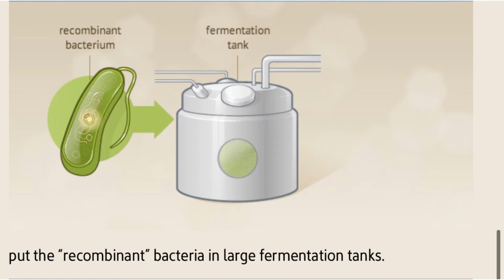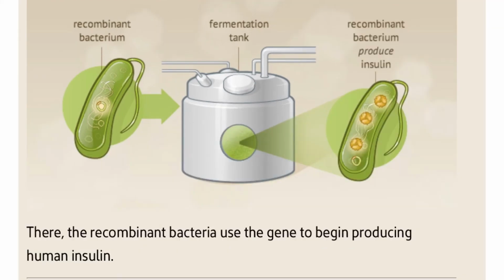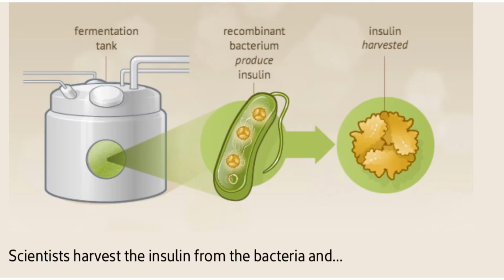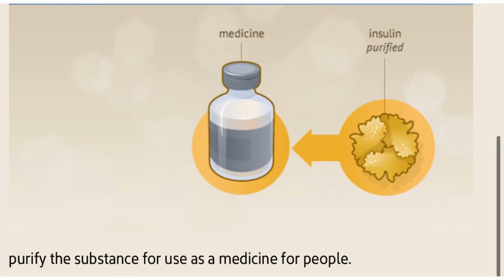And in these fermentation tanks, the bacteria replicate, in which the human insulin gene will also replicate, and then the insulin gets extracted, as we see on the next slide. The recombinant bacteria use the gene to begin producing the human insulin, and after that scientists harvest the insulin from the bacteria, and they purify the substance for use as medicine for people.